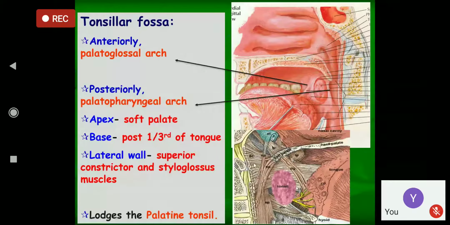Now, the content of the tonsillar fossa is the palatine tonsil. This is all about the tonsillar fossa.